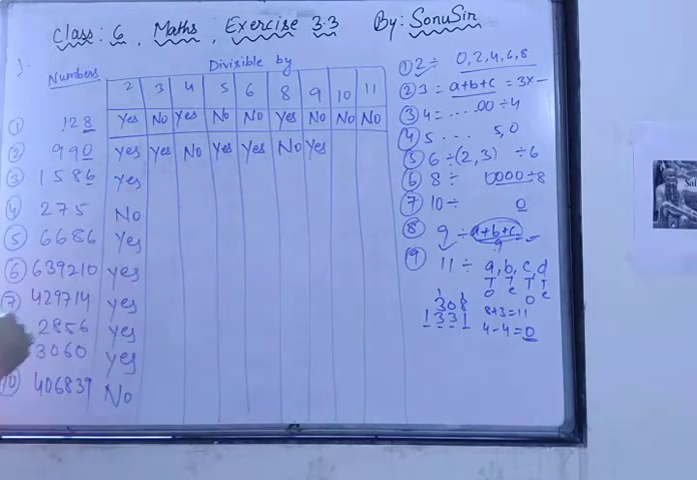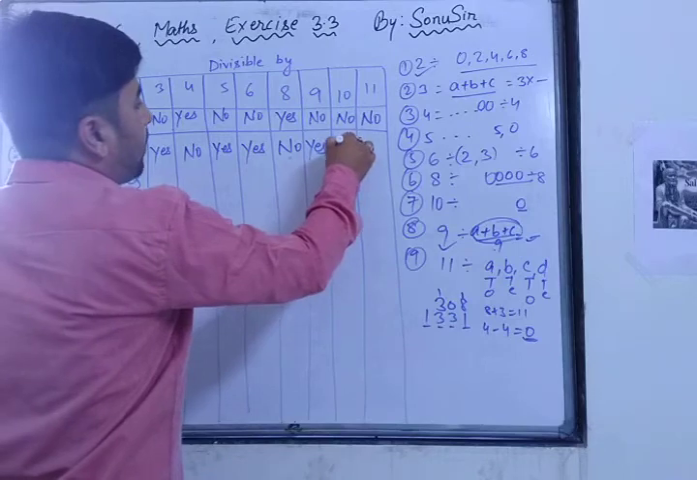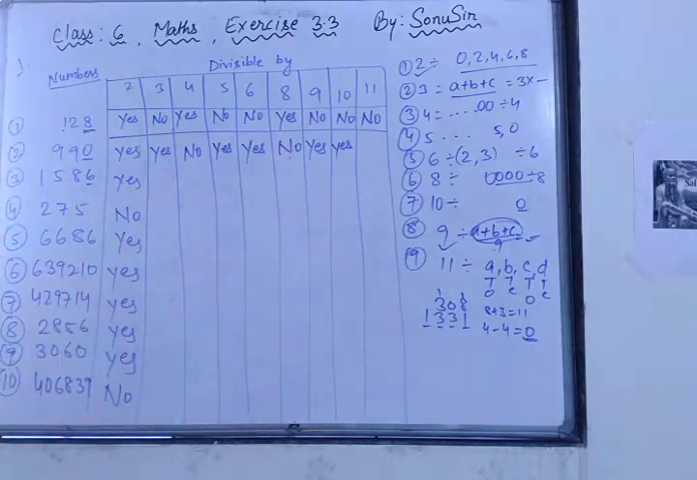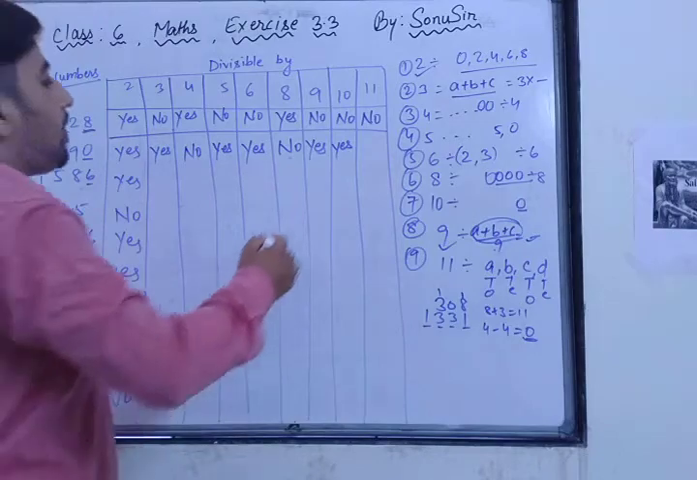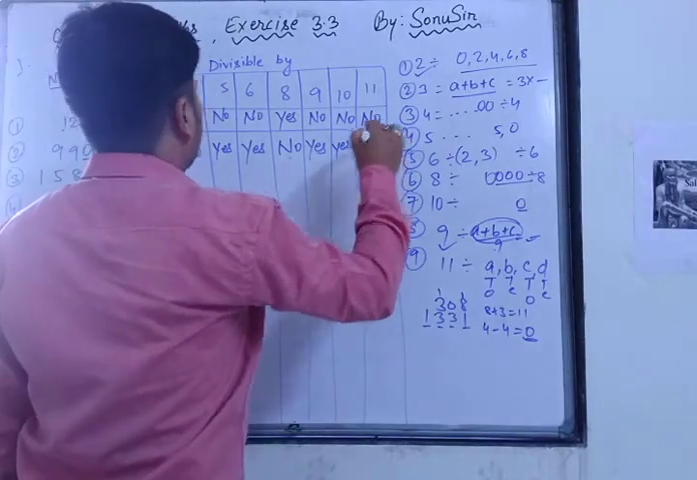So it is divisible by 9. Yes. What about the 10? It is having 0 at its ones place. So it is divisible by 10. Now tell me, what about the 11? At the places, you can see 0 and 9. 9 plus 0, 9. 9 is not divisible by 11. So this number is not divisible by 11.